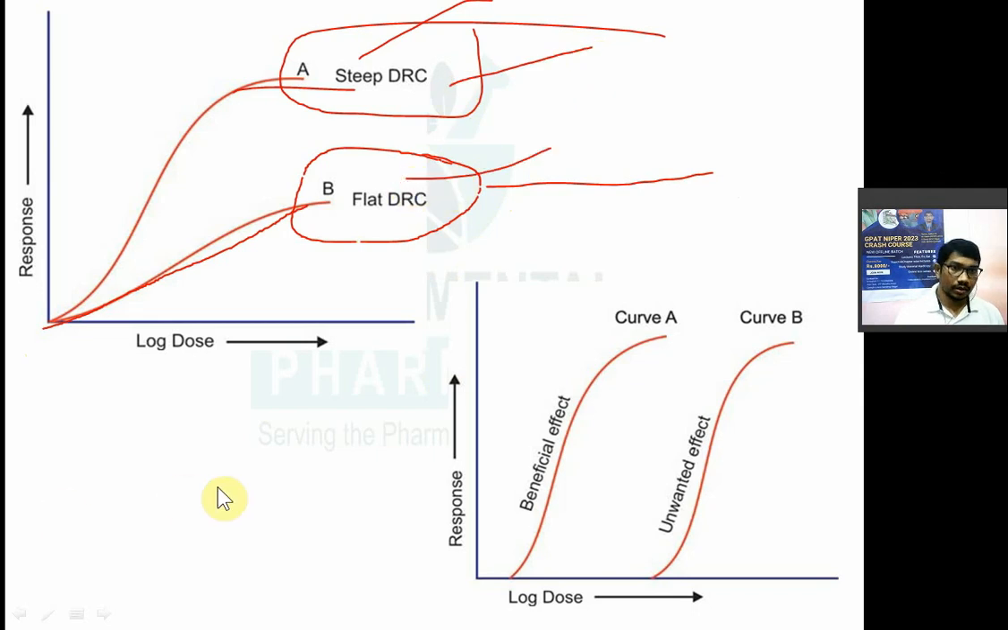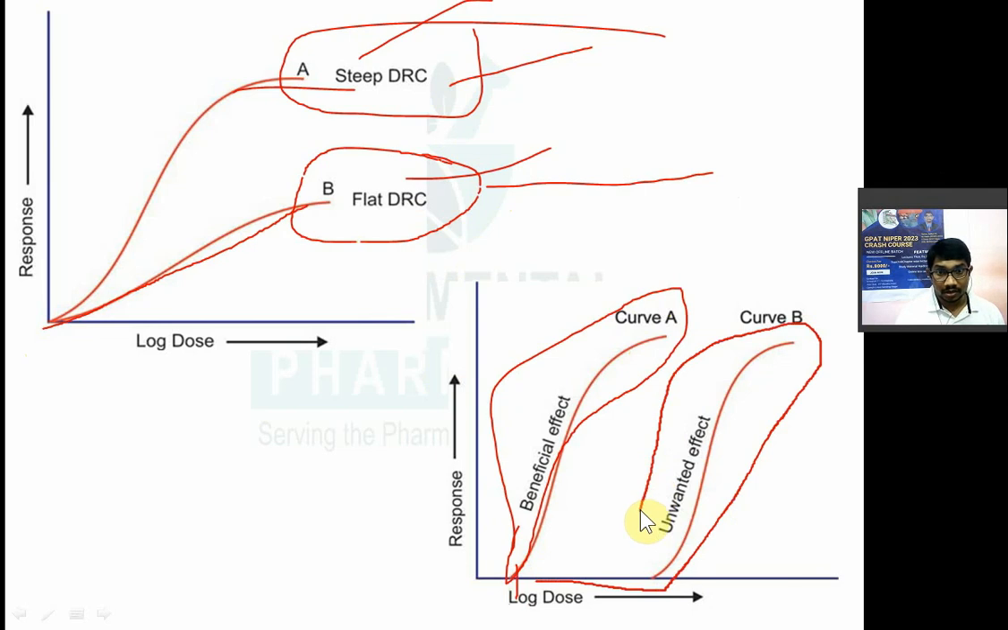Then in this diagram, adverse reactions. मान लीजिए this is drug A. At this concentration, it produces the beneficial effect. But if you increase the dose of the drug, it will produce adverse effect or unwanted effect. The same drug can have an adverse effect if you increase the dose.